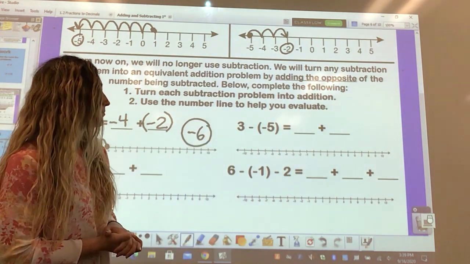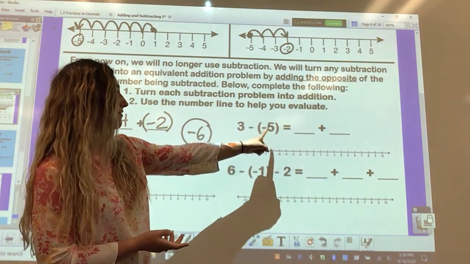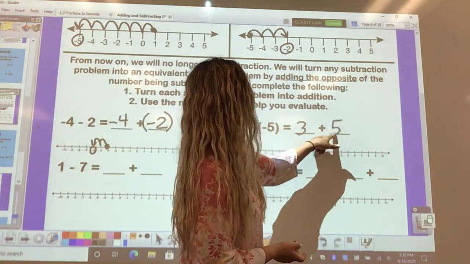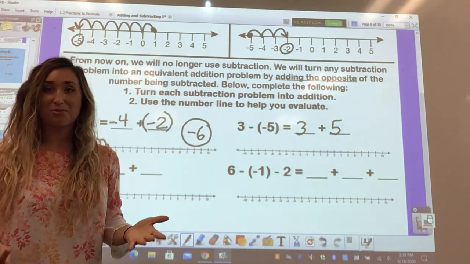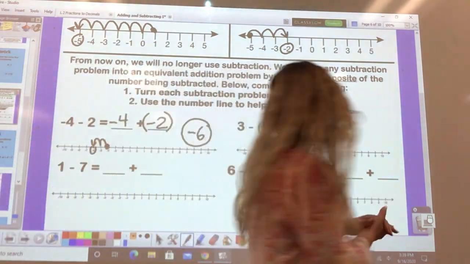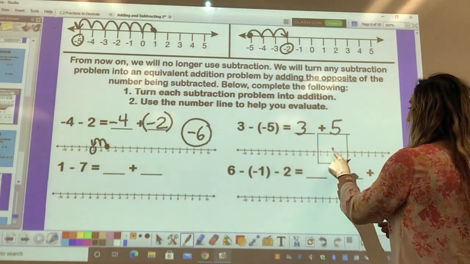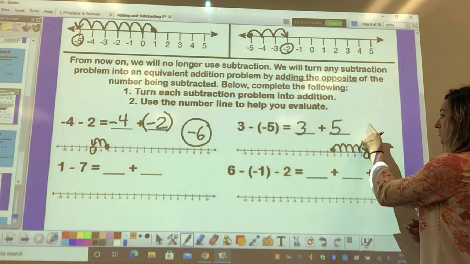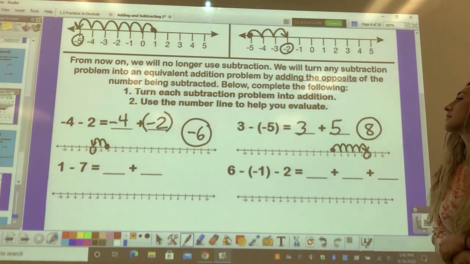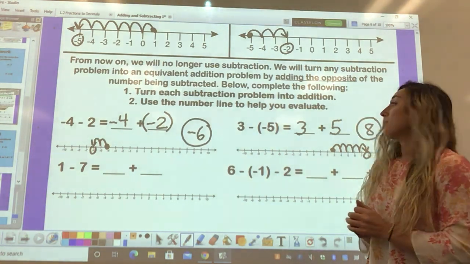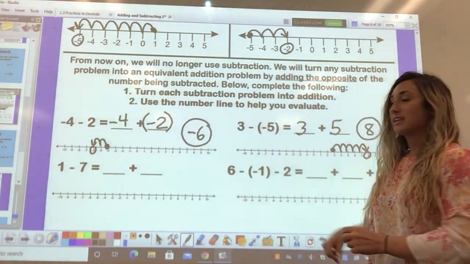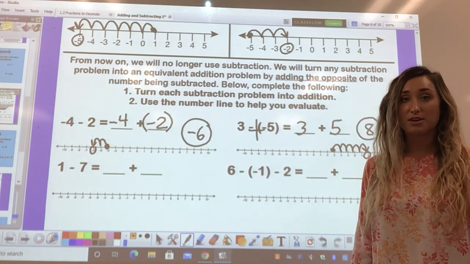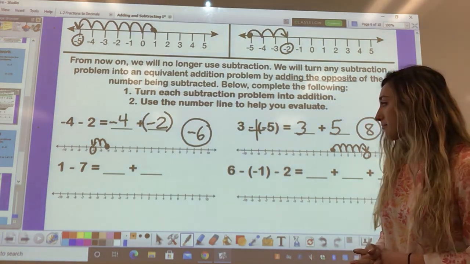Moving on to this example, 3 minus negative 5 really just means 3 plus positive 5, which is really simple, 3 plus 5. Hopefully you don't even need the number line for this. Start at 3 though, and go over 5, taking us to 8. What I like to do anytime I see these double negatives, I like to just make them a plus sign right away so that I don't get confused. If you want to do that, I'd recommend it as well.